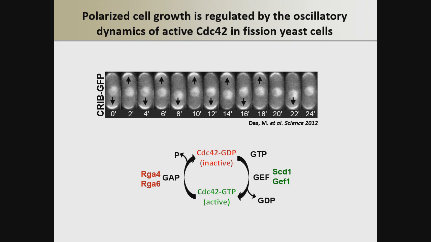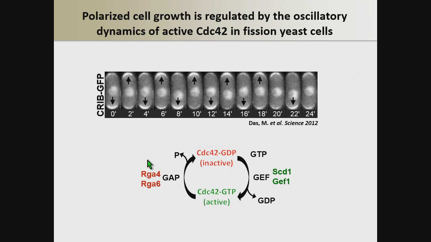As you can see, these oscillations are anti-correlated. What I mean by that is that as the levels of active Cdc42 increase on one end, the levels at the second tip decrease. And this is tightly regulated with the activation of growth at the second end, because not until the levels of active Cdc42 at the new end pass a certain threshold is growth activated.